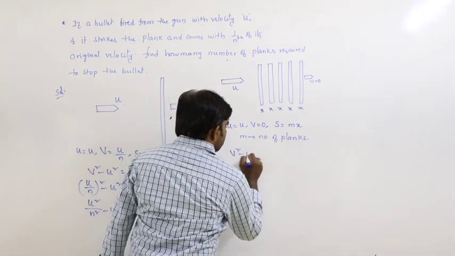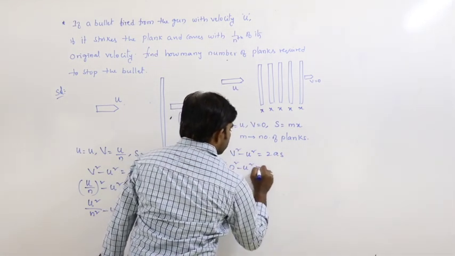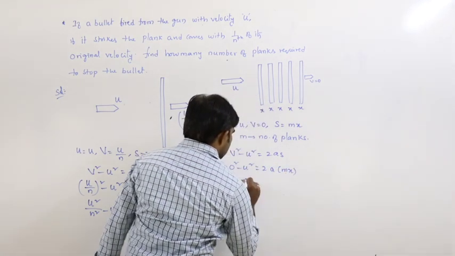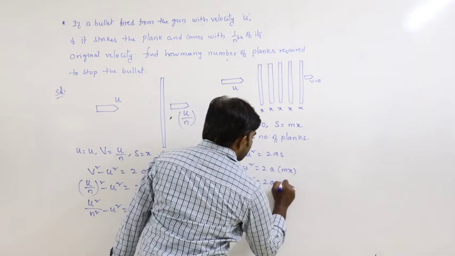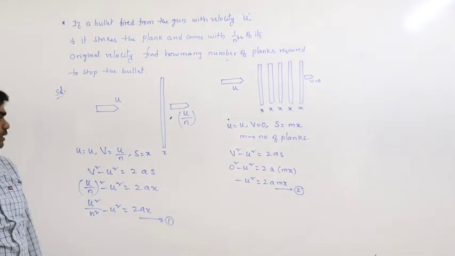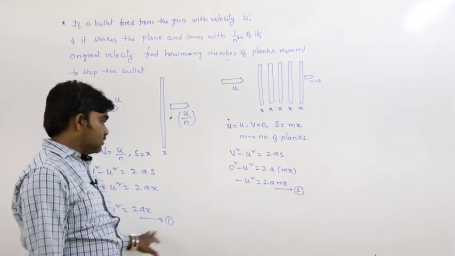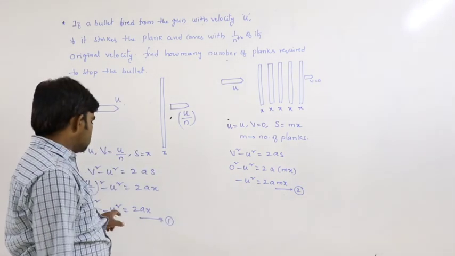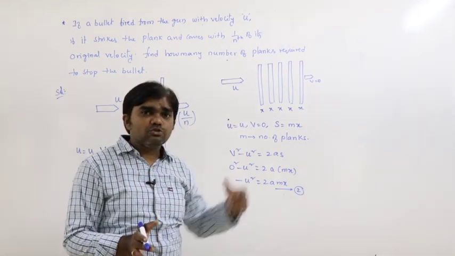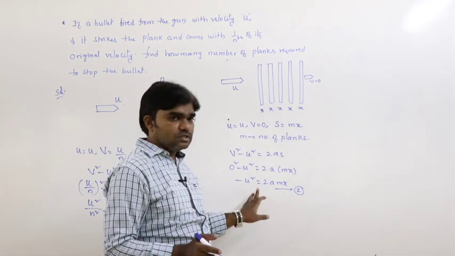From the equation v square minus u square equals 2as, 0 square minus u square equals 2a times mx, so minus u square equals 2a mx. This is equation 2. The first equation is for one plank, and the second equation is for the number of planks required so that the final velocity is 0.